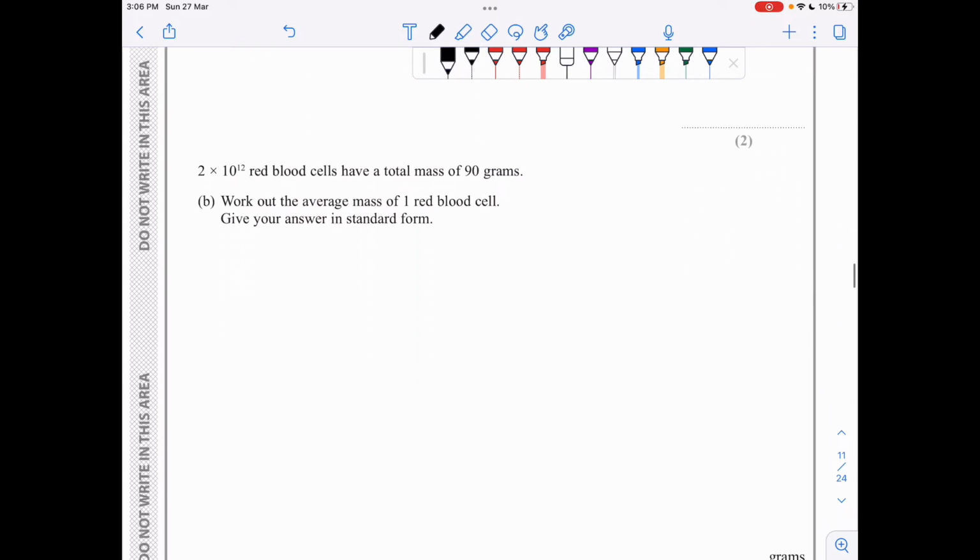Part B. 2 times 10 to the 12 red blood cells have a total mass of 90 grams. And what's the average mass of one red blood cell? So 2 times 10 to the 12 is 90 grams. And the question is, one of them, how many grams? I will cross multiply to say that x is 1 times 90 over 2 times 10 to the 12. I put this as it stands on the calculator, and I get 4.5 times 10 to the minus 11. And that's grams.